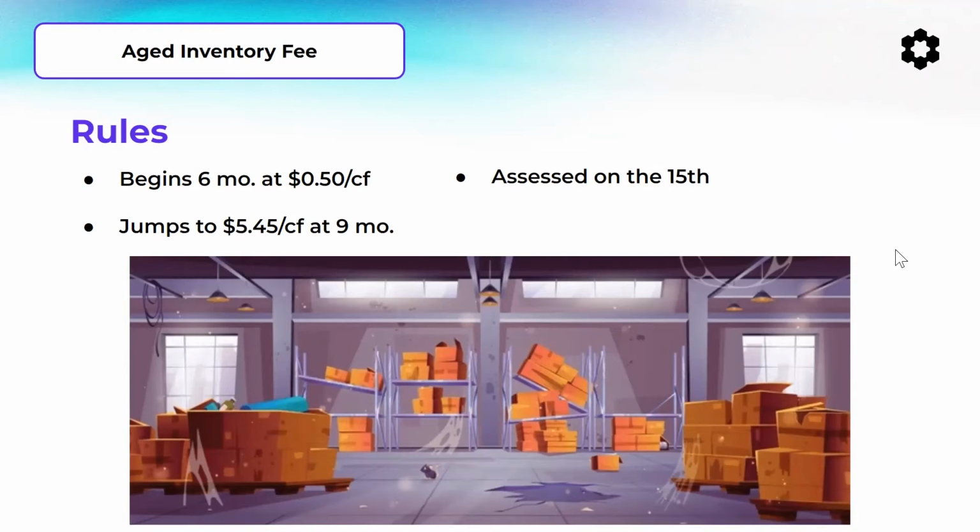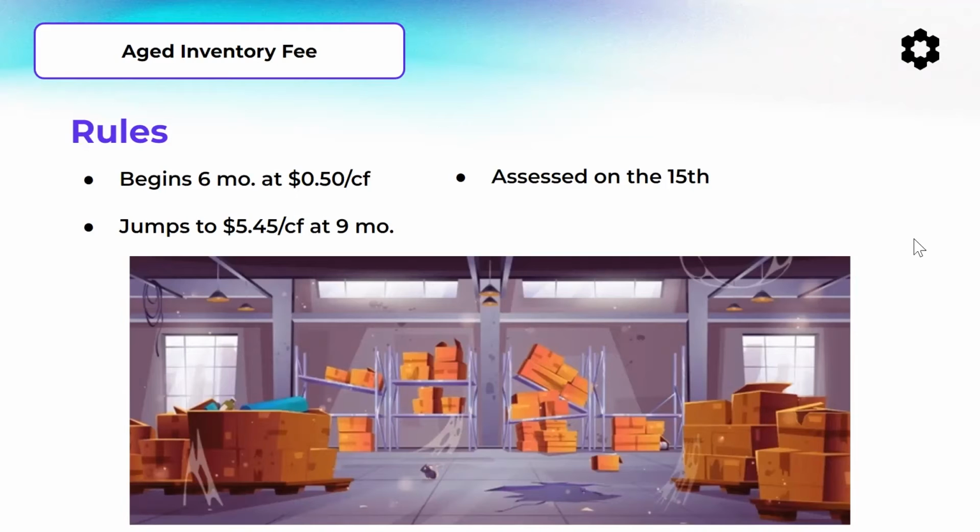At 9 months, it jumps. It goes 50 cents at 6 months, 7 months, it's $1, 8 months, it's $1.50. At 9 months, it goes to $5.45 per cubic foot. And then it increases from there. So there's a significant increase. If you're not watching for that and a product jumps into that range, that's a huge chunk of your money taken out of your pocket.